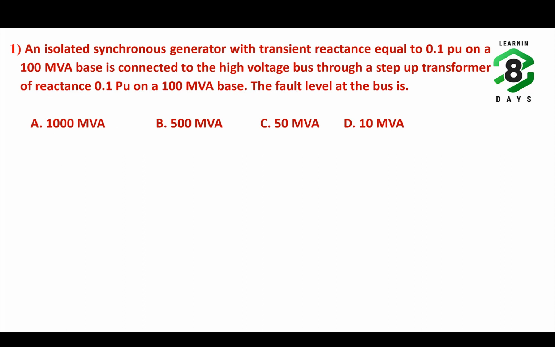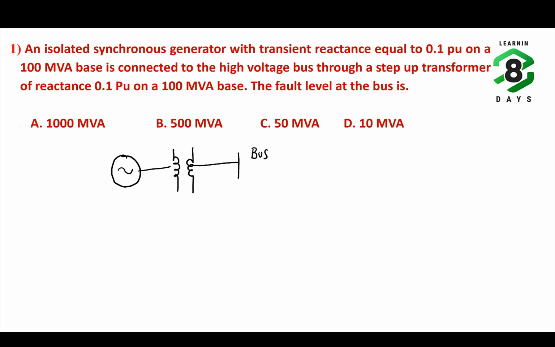So the first question is: an isolated synchronous generator with a transient reactance equal to 0.1 per unit on a 100 MVA base is connected to a high voltage bus through a step-up transformer of reactance 0.1 per unit on a 100 MVA base. The fault level at the bus is. So in this question, what he is asking: a generator which is connected to a bus through a step-up transformer, and this is the bus which is specified. So he is asking what is the fault level at this bus.